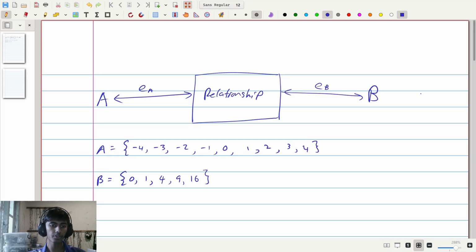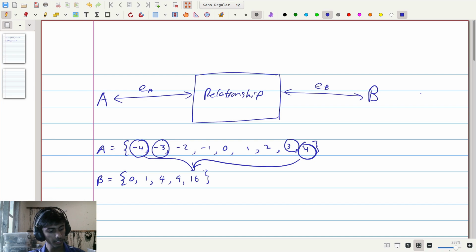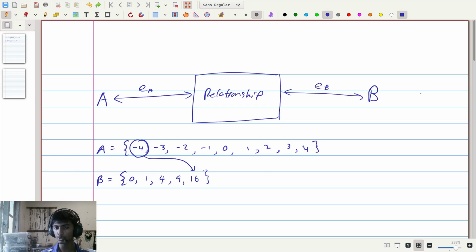and suppose that I said the relationship between A and B is that the value of A squared becomes the value of B, then we can see in this particular case -4 squared maps to 16, but 4 squared also maps to 16. Here also -3 and 3 map to 9, and 0 maps to 0 only, but the rest of these you can see there is some repetition. -1 squared maps to 1, and 1 squared also maps to 1. So here we have the case where multiple elements of set A are mapping to single elements of set B.